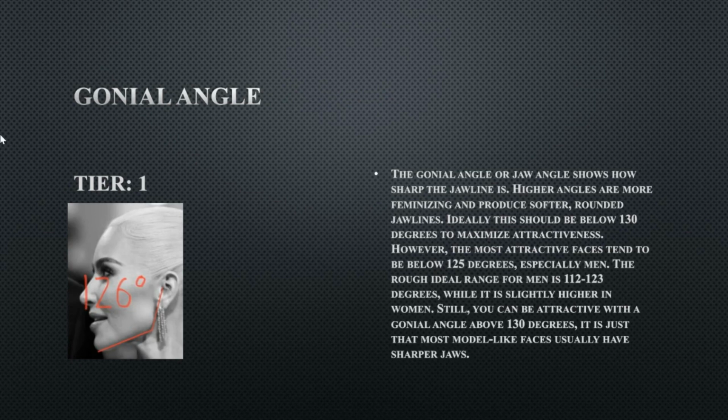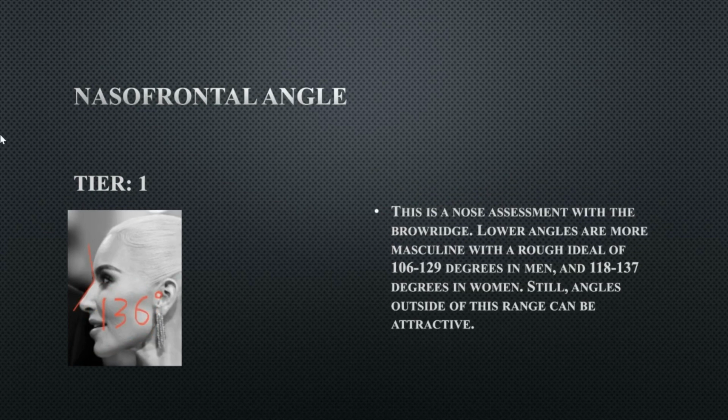Her gonial angle is a tier 1 at 126 degrees. And for a man, I think the ideal is between 112 to 123. And then for females, it's a little bit shifted up, I think to 127 or 128. I can't remember. But still, this is perfectly fine. So her gonial angle is still on the wider side, but this is perfectly fine for a female, and it has enough edge to it, or enough sharpness to it. So you want that angle to be a little bit more tight.